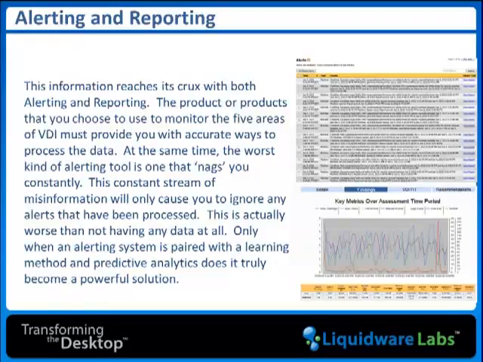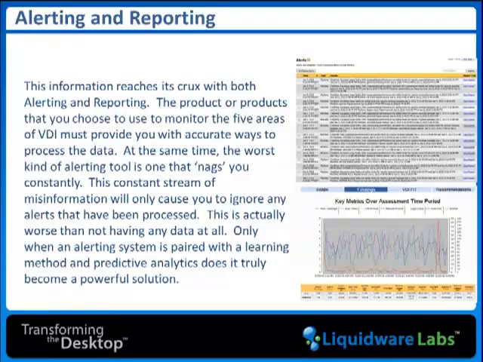At the same time, the worst kind of alerting tool is one that nags you constantly. Now, we've seen some older virtualization tools and products from some prominent manufacturers do this on an ongoing basis. I'm not going to mention the names for obvious reasons. But again, if we have a tool that constantly says, hey, this is wrong, this is wrong, this is wrong, and has you checking things that don't really matter, what are you going to do? You're going to turn it off. Now, we don't want a tool that just says, okay, go and turn me off. We want something that goes and learns your environment.